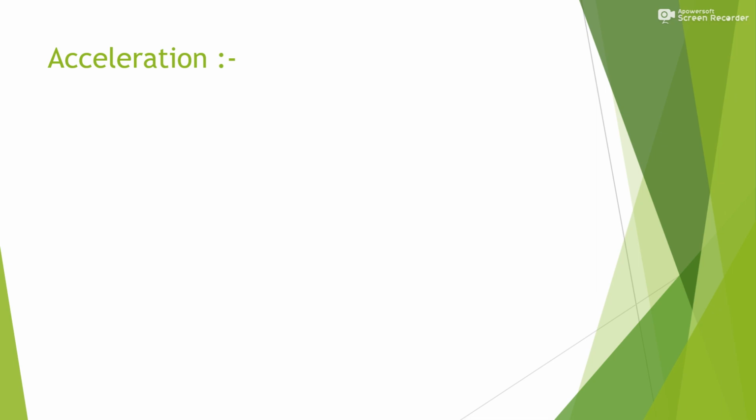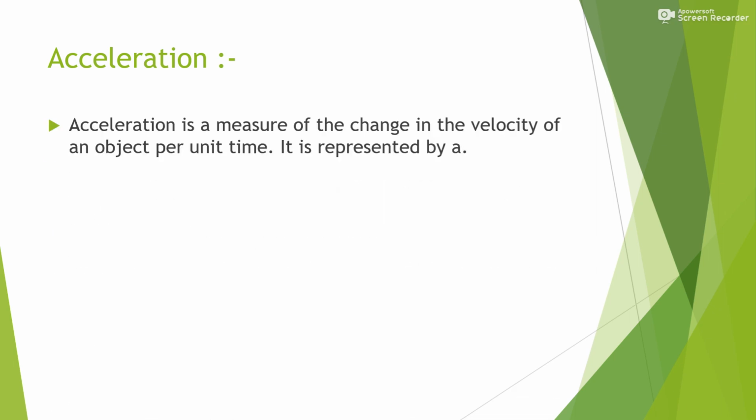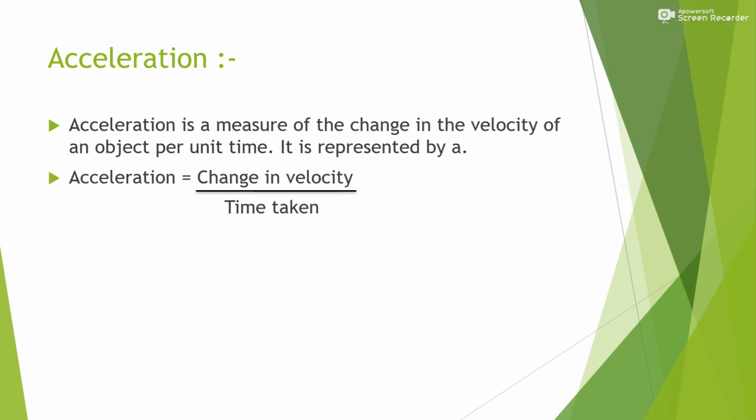Acceleration is nothing but the measure of the change in the velocity of an object per unit time. It is represented by a. Acceleration is equal to change in velocity upon time taken, which is represented by a equals v minus u upon t, where v is final velocity and u is initial velocity. I hope you have learned this topic very well.